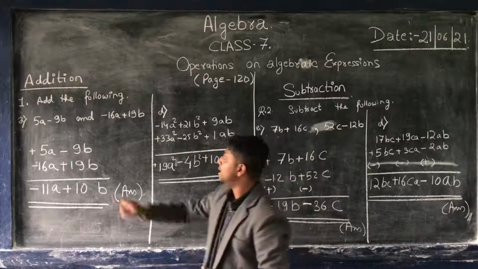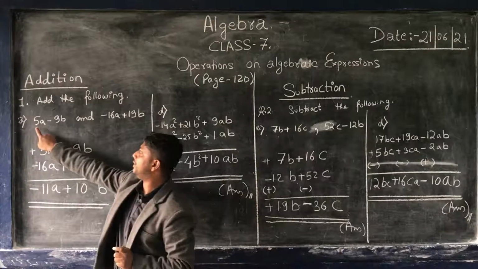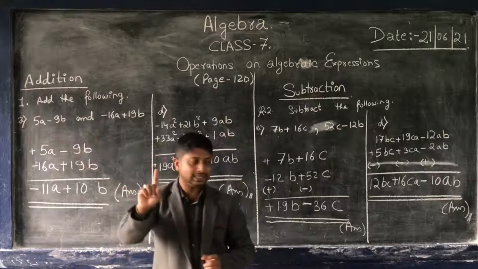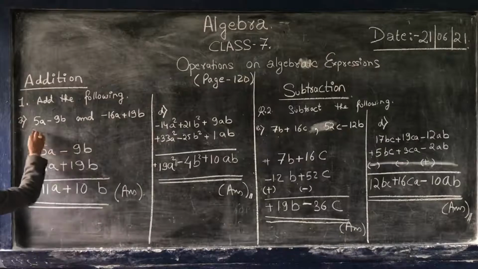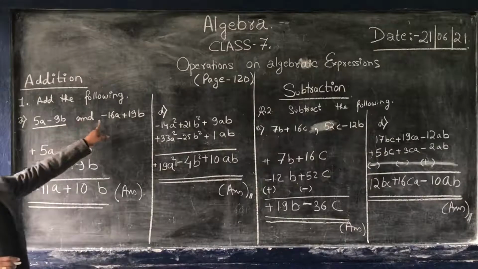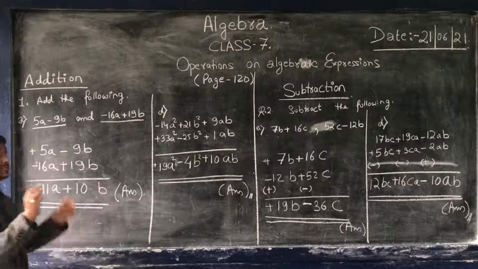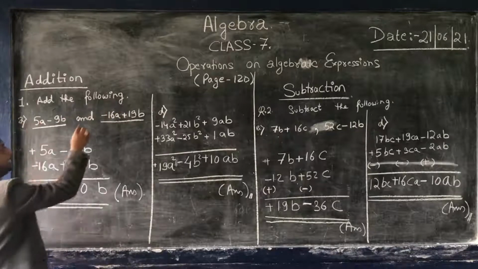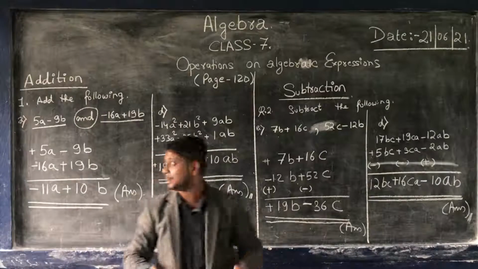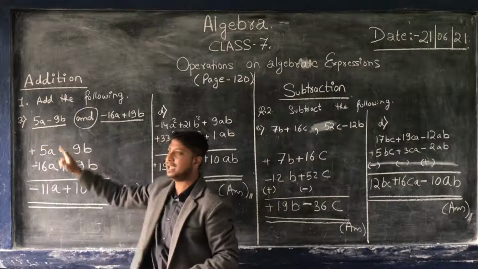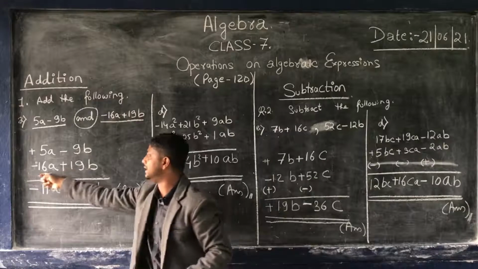They have asked us to add the following. Now here you will see, add the following means 5a minus 9b. This has to be considered as one single term. And minus 16a plus 19b is considered as the other term. And these two terms are separated by an 'and'. So what have I done? What I have done is simple. The first term 5a minus 9b, I wrote on the top line, and minus 16a plus 9b, I wrote in the second line.